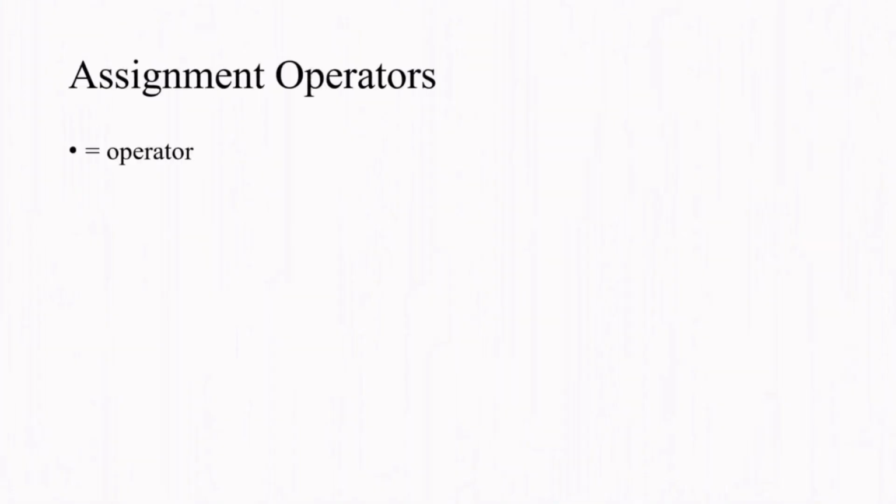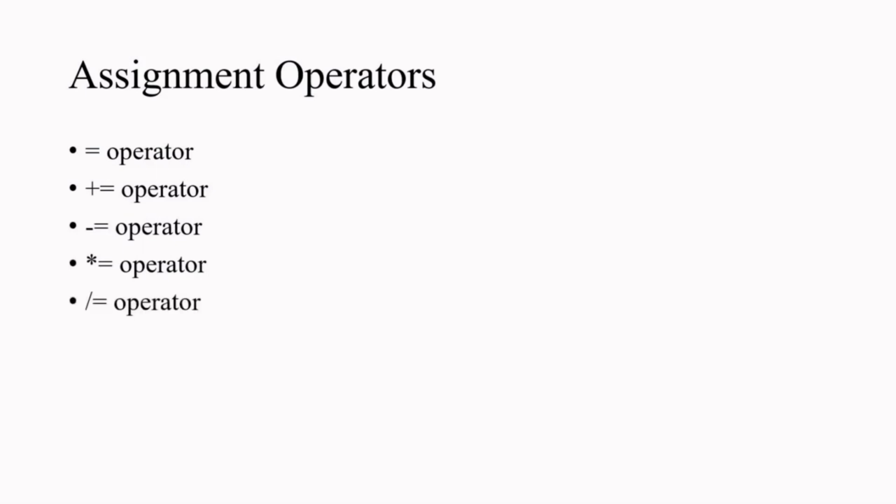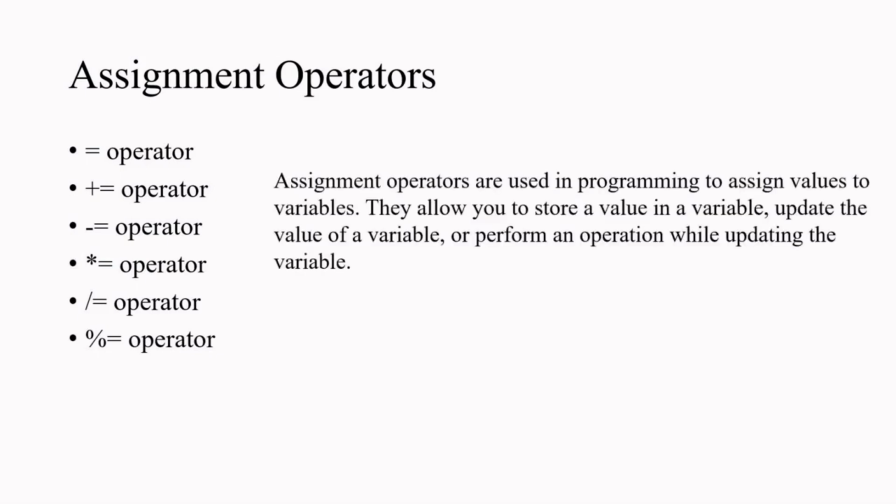Next one is assignment operators. Assignment operators are the equal to operator, plus equal to operator, minus equal to operator, multiplication equal to operator, division equal to operator, and modulus equal to operator. Assignment operators assign values to variables. Okay, let's see the example.